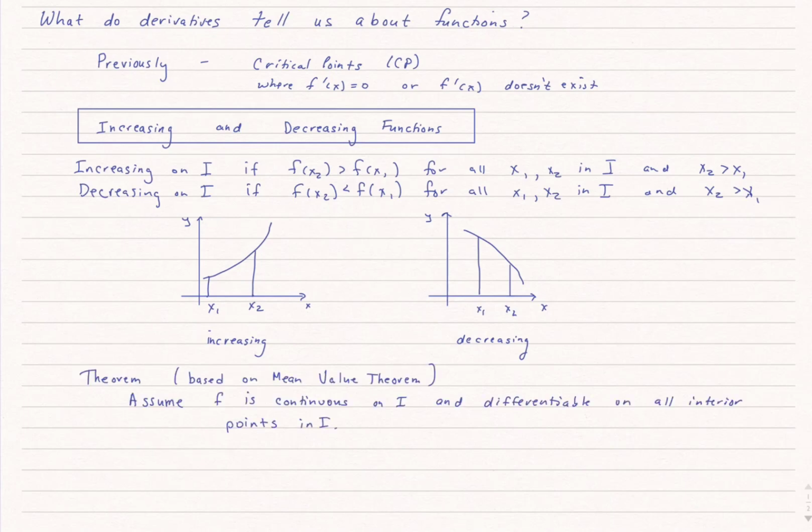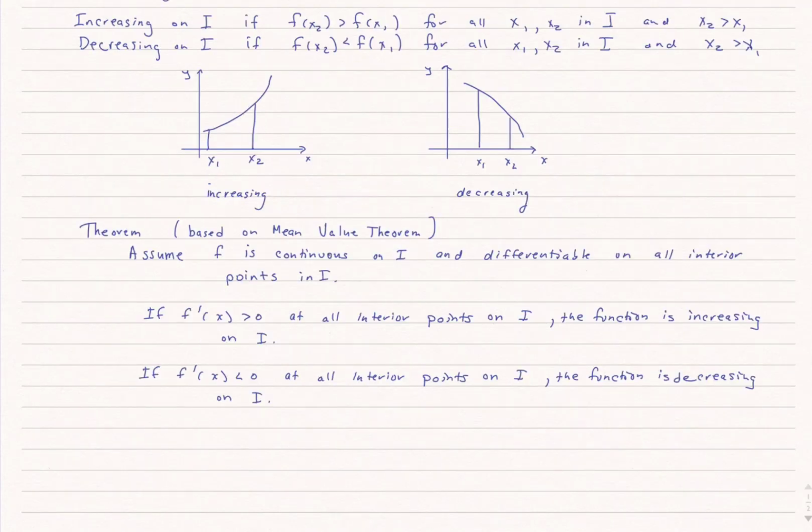The following theorem is going to help us figure out those intervals. This theorem is based on the mean value theorem. We're going to assume that f is continuous on an interval I and differentiable on all interior points in I, that is, not at the endpoints. If the first derivative of the function f is positive, that is greater than 0, at all interior points on the interval, the function is increasing on that interval. If the derivative is negative, that is less than 0, on all interior points in I, then the function is decreasing on that interval I.